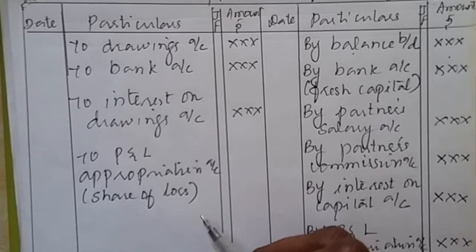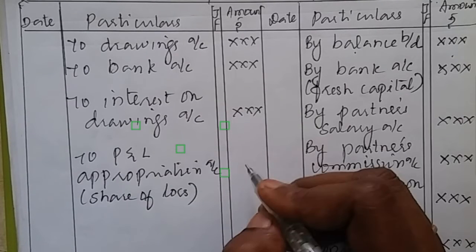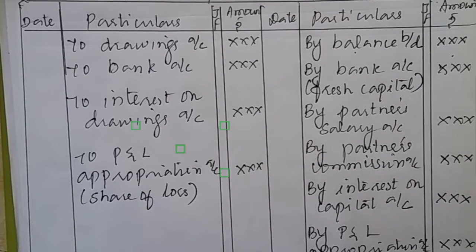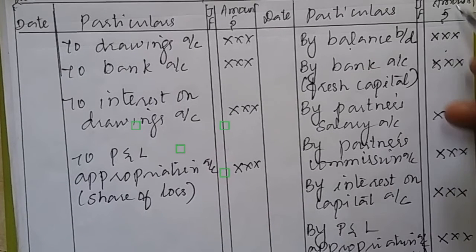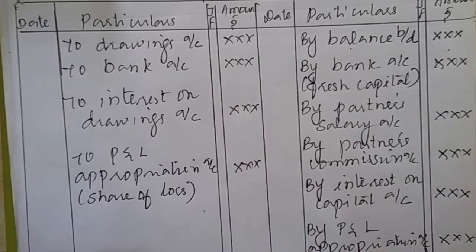Share of loss is a debit balance, so we write this share of loss on the debit side of the partner's capital account. Here it's a profit. Profit is a credit balance, so we show it on the credit side. There is a loss, so we should show this on the debit side.